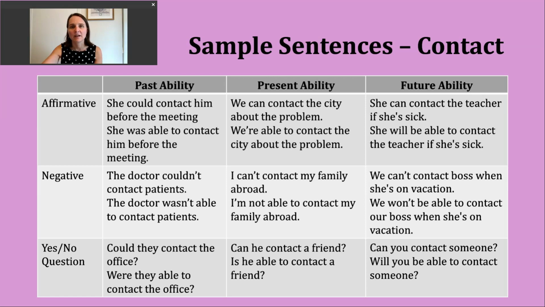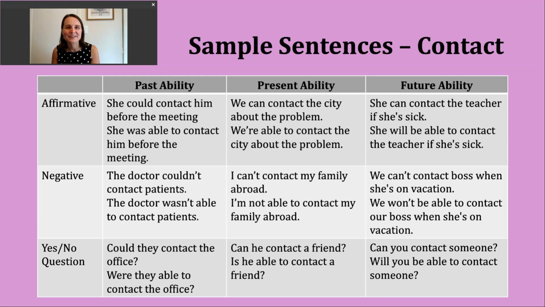Okay, so again, kind of in the future here. Finally, let's look at our yes or no questions to talk about future ability. Again, our yes or no format's going to look exactly like our present ability one. So we have our modal, then our subject, then the base verb. Our second form, we can use will, the subject, and then be able to, and the base verb.